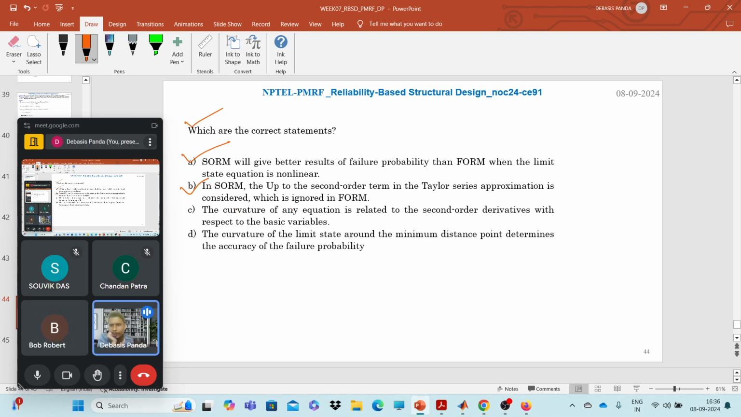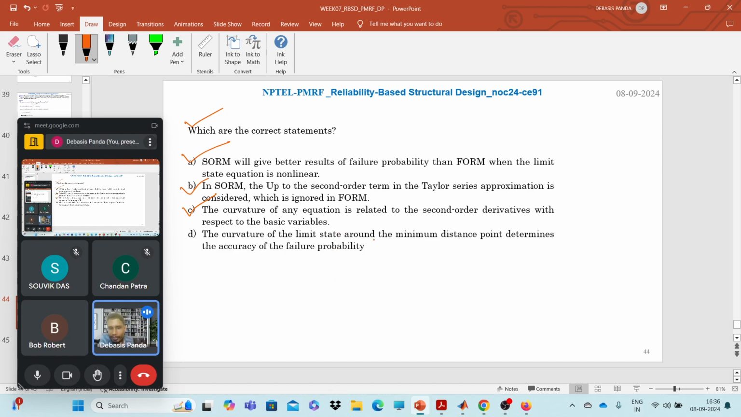Now, the curvature of any equation is related to the second order derivative with respect to the basic variables. Is it true? Yes. For any nonlinear equation, the curvature is related to the second order derivative. The D matrix and A matrix contain the second order terms, and it is basic mathematics: the curvature of any nonlinear equation is related to the second order derivative with respect to the basic variables. So is it correct or not? Correct. Any doubt? No.